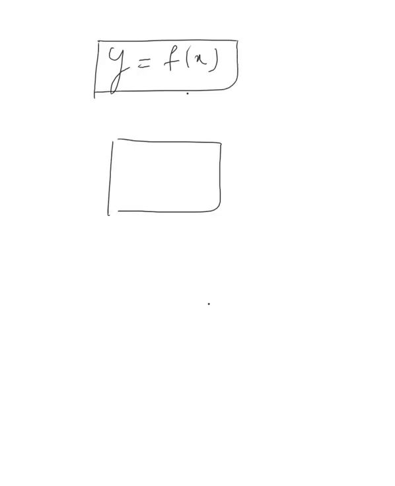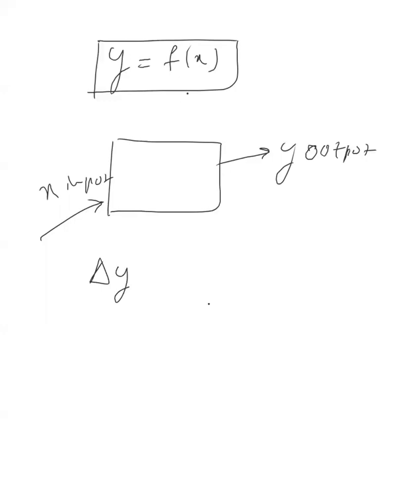If y is a function of x, that means our x is the input and y is the output. If y is a function of x, then change in y upon change in x means: if you perform some changes in x, how much change will be there in y?